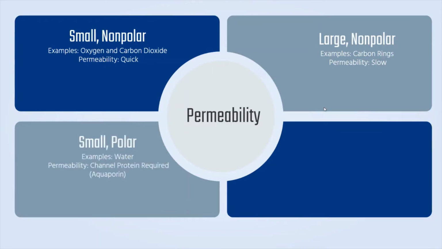However, if it's small and polar, such as water, it will require a channel protein. And specifically for water, you're going to need something called an aquaporin. And finally, for large and polar substances, such as glucose and ions, they will also require a channel protein.